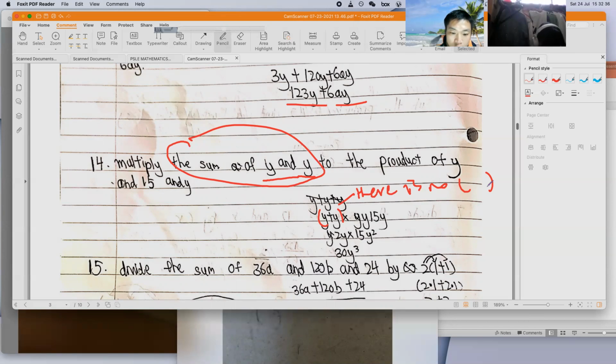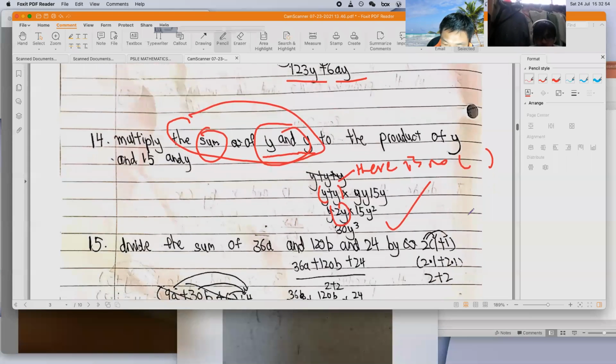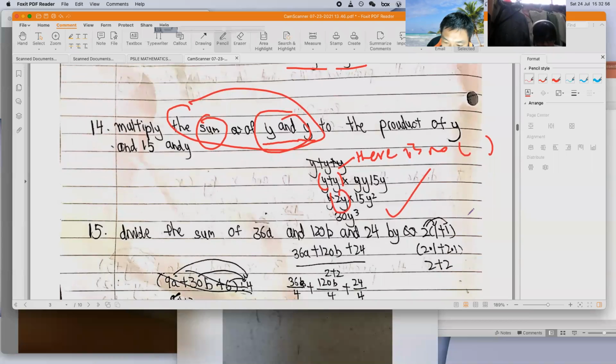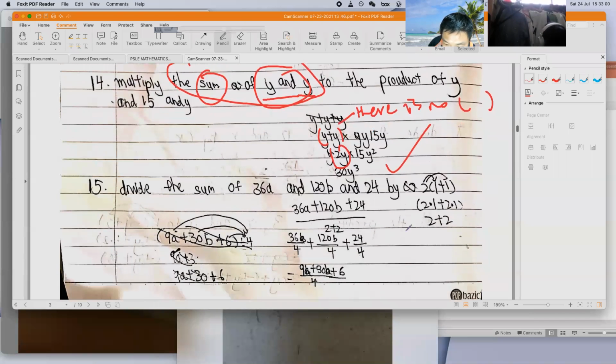Actually, next time, when you see sum of more than one thing, you should put a bracket already. Okay, so you have 2y, and then of course you times together, then you get this. What did I say? If you see the sum, you should put a bracket. Yeah. Okay. Sounds good.